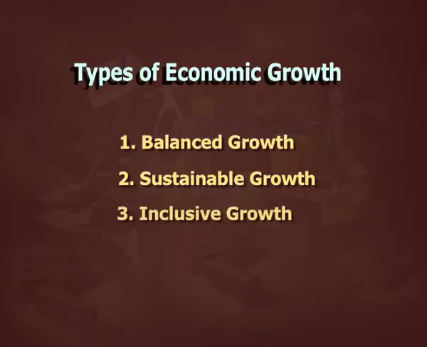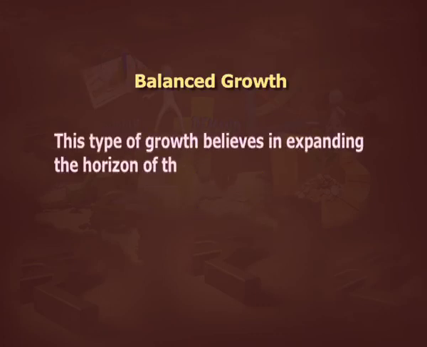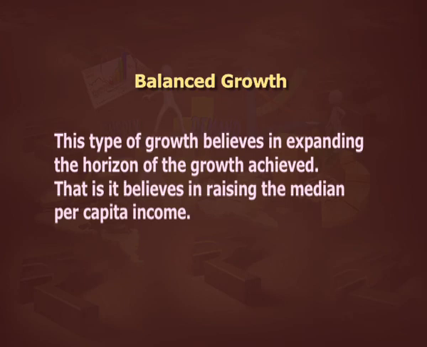Sustainable growth is more preferred over balanced growth as it believes in achieving targets keeping in mind macroeconomic stability, financial stability and even environmental stability. Third is inclusive growth. This type of growth believes in expanding the horizon of growth achieved. That is, it believes in raising the median per capita income. Like the balanced growth model, inclusive growth also tries to minimize the economic gap between poor and rich. It tries to improve opportunities for all the groups.